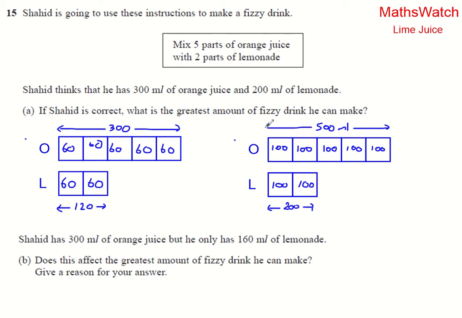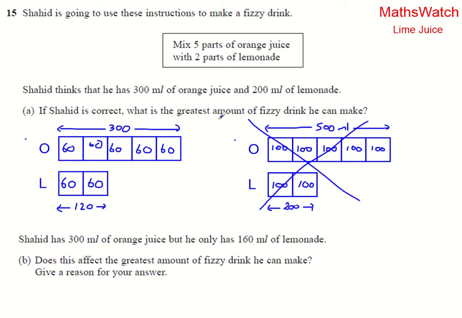And the reason they give 2 numbers is because you can now see that this scenario is impossible. We can't use all 200 millilitres of lemonade because that would mean that we would need 500 millilitres of orange juice, but we only have 300. So this can be discounted, which means that this is what we're going to use to answer our question.